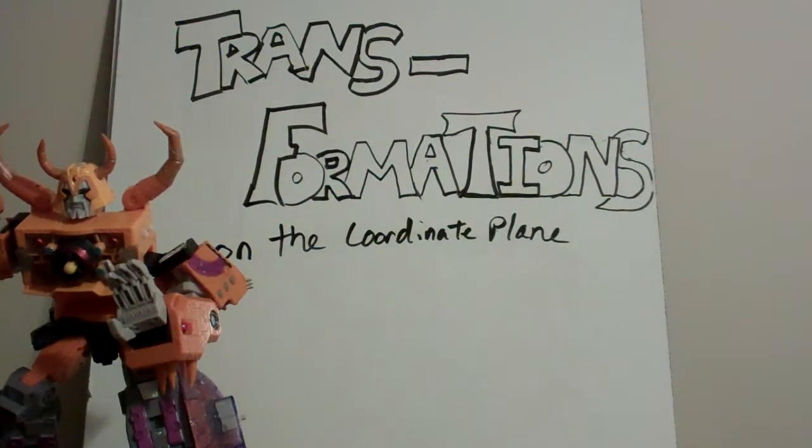Hey guys, today we're going to begin our unit on transformations. And to help us with our unit on transformations, we have a special guest. In your lower left-hand corner, this is Unicron. And if you haven't figured it out, Unicron is a transformer. Now we're not going to be playing with transformers, we're going to be looking at changing how images are on the coordinate plane.